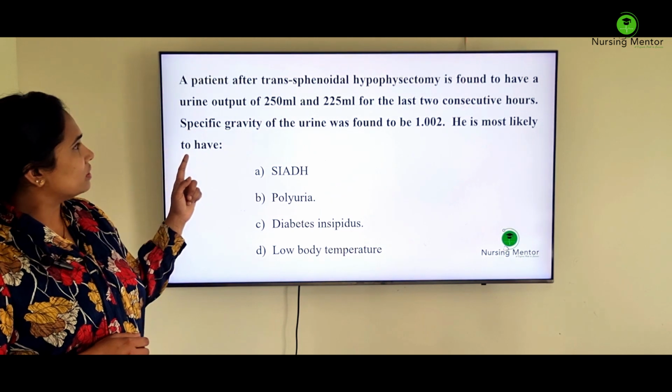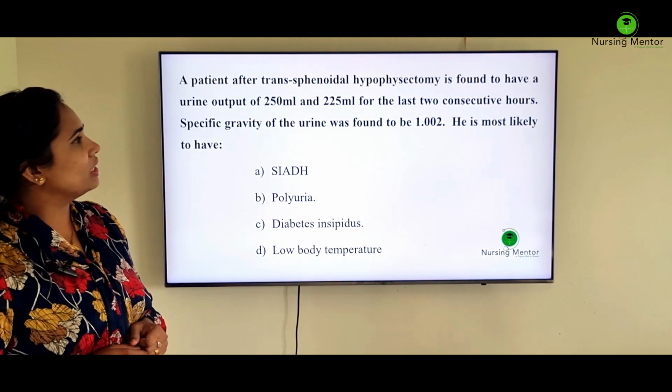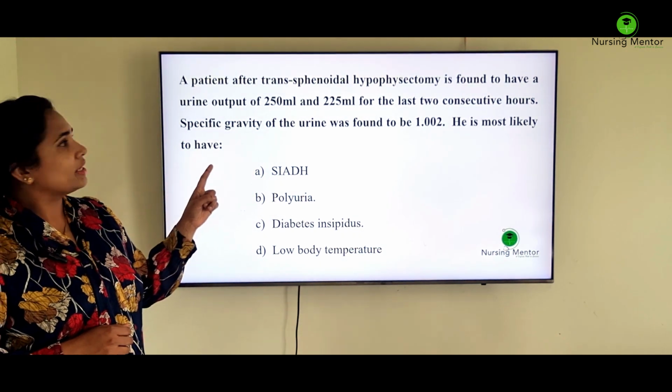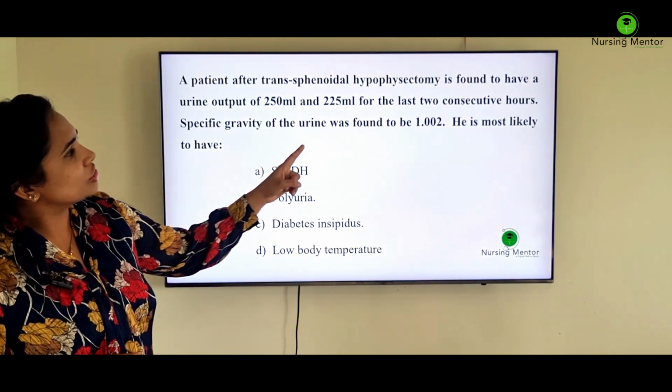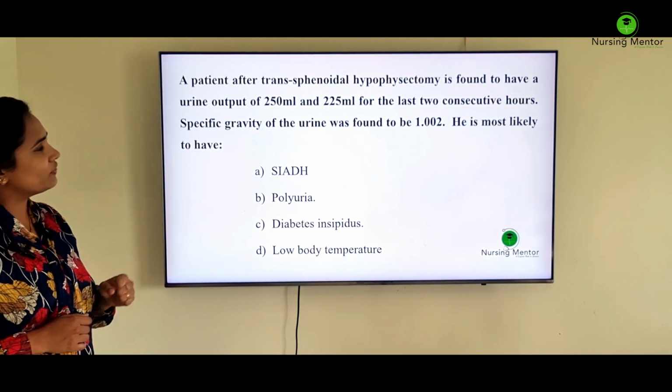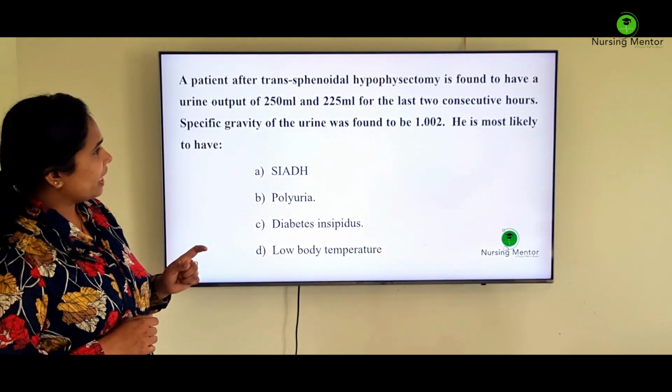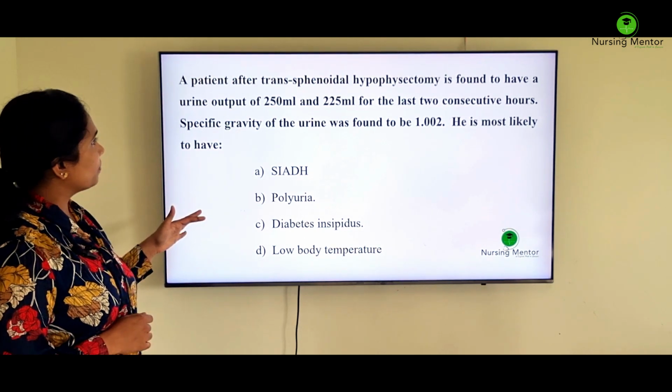A patient after transsphenoidal hypophysectomy is found to have a urine output of 250 mL and 225 mL for the last 2 consecutive hours. The specific gravity of the urine was found to be 1.002. He is most likely to have.